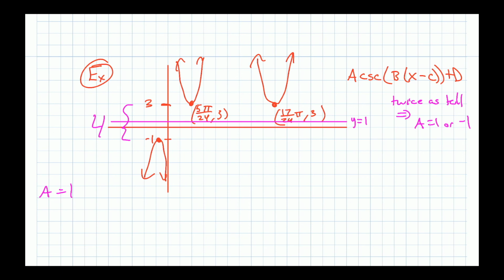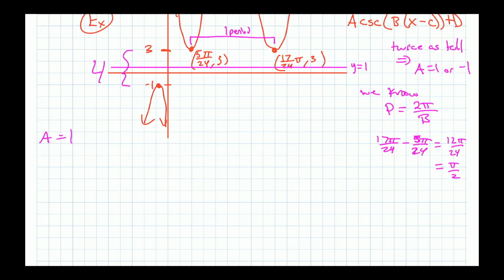Okay, now for B, we need to know the period. So we know that the period is 2 pi over B. We need to know what the period is. So the period is from here to here. That's 1 period. So in order to get that distance, we're going to have to say, well, what's the distance? It's 17 pi over 24 minus 5 pi over 24. That's 5. So 17 minus 5 is 12. So it's 12 pi over 24, which is pi over 2. Okay, so that's the period.